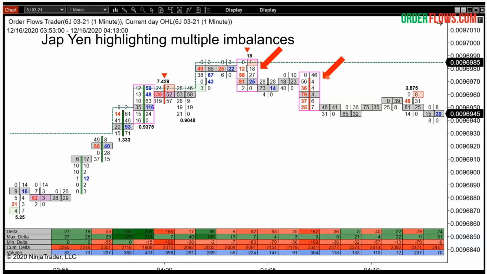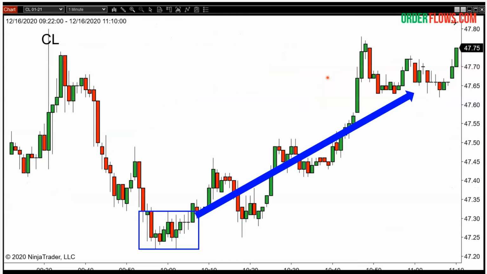You've got multiple imbalances appearing right here at the high of the day. Then you put two and two together: I'm at the high of the day, I've got multiple selling imbalances, this is probably a high that's going to hold for now. And you take the short. Crude oil yesterday: you're coming down, a big 40-cent move down.